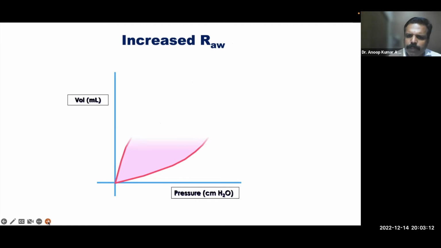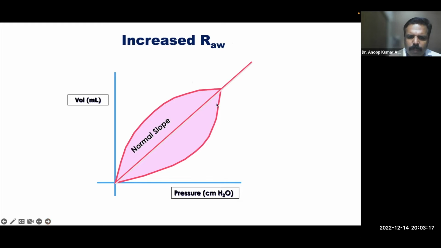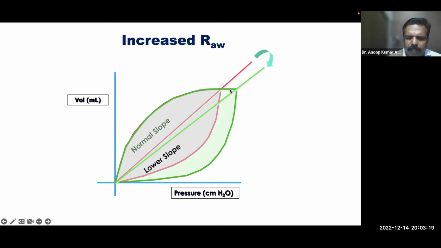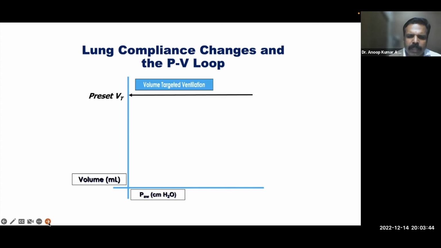Now, what happens with increased airway resistance? I've already told you there is a normal slope here, but if the airway resistance is increased, the slope is actually lower down here. So you can see the concavity will increase here. This is because of higher trans airway pressure. So in a PV loop, if the trans airway pressure or the resistance is increasing, you can see the inspiratory part will be pushed down. That indicates there is an increased airway pressure.